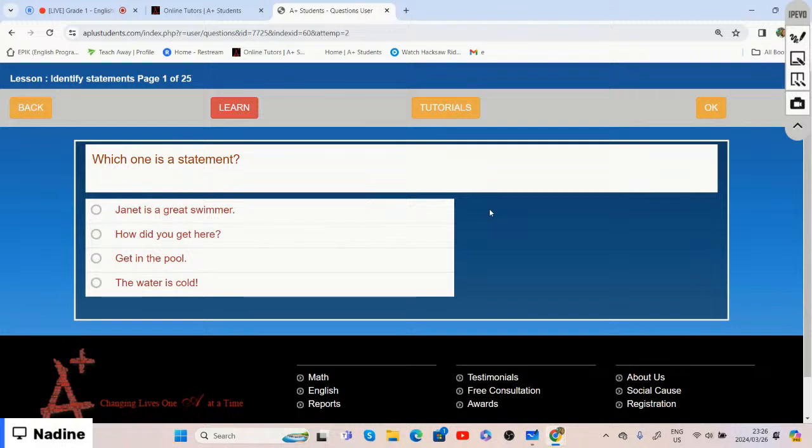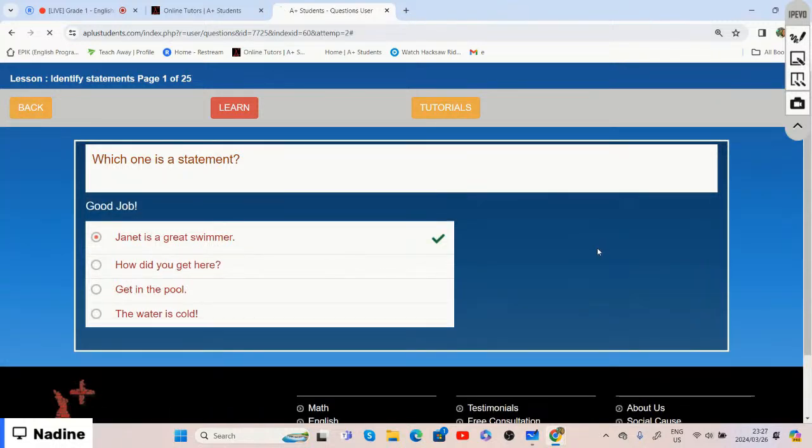All right, so if we were to choose a statement, remember, we said a statement is basically just where you tell somebody or you compliment somebody or you say something about anything. So if we were to choose a statement, then we would choose the first option, which is Janet is a great swimmer. So you're just saying that Janet is a great swimmer, period. And there it ends with a period. So it's option one. That is a statement.